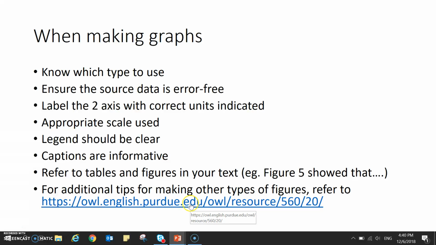Lastly, for additional tips of how to make other types of figures, please refer to this website.